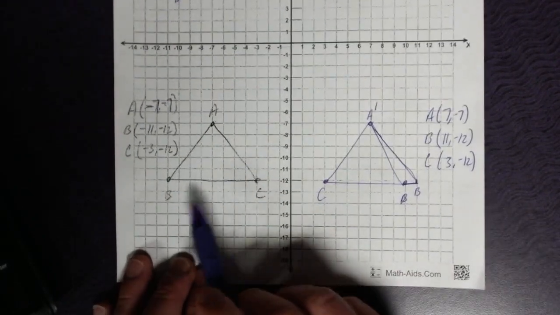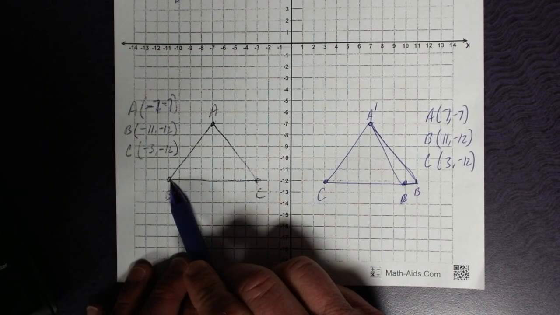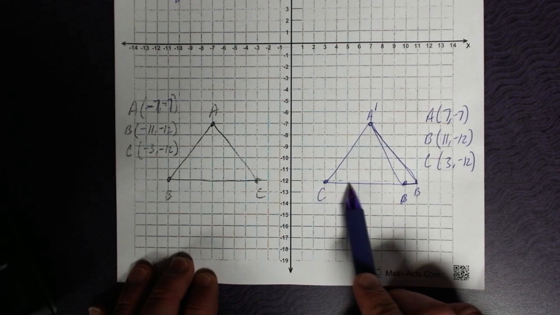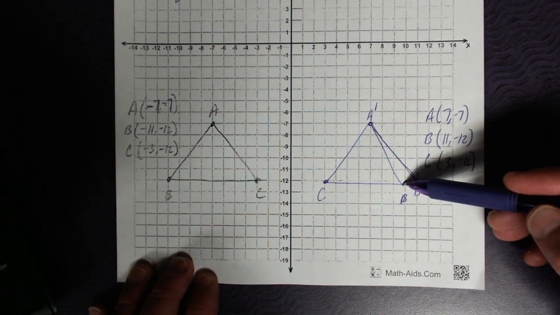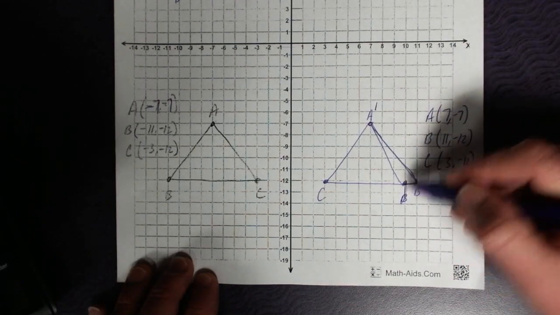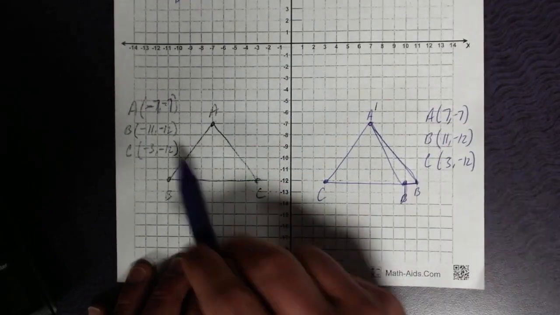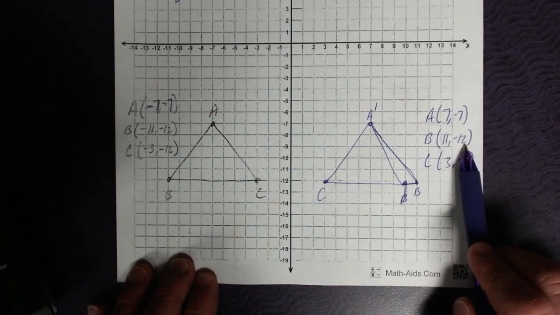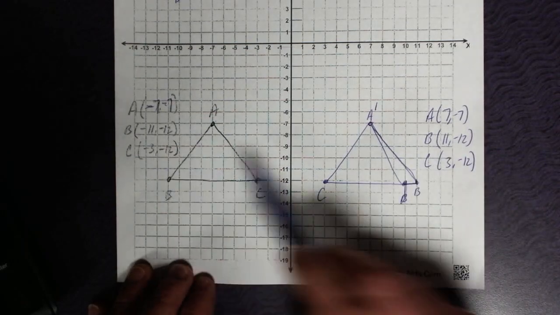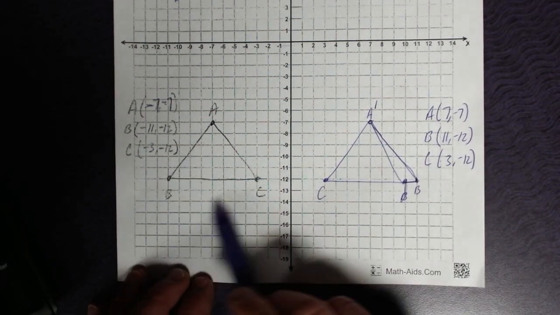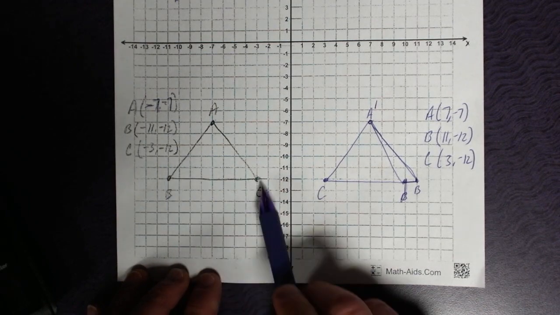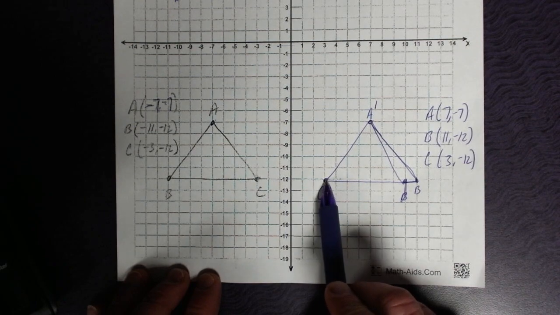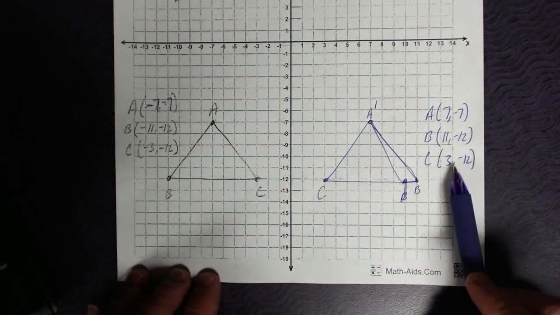B started out at negative 11, negative 12. It's 11 spaces from the y, so it has to be 11 spaces beyond the y. I went to 10 at first, but it's supposed to be here. So B started at negative 11, negative 12, ended up at positive 11, negative 12. Again, the x value changed to the opposite. C started out at negative 3, negative 12, 3 spaces from the y, 3 spaces beyond the y. So again, my x value changed.